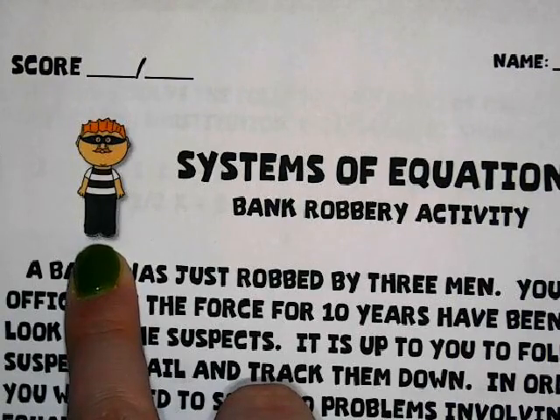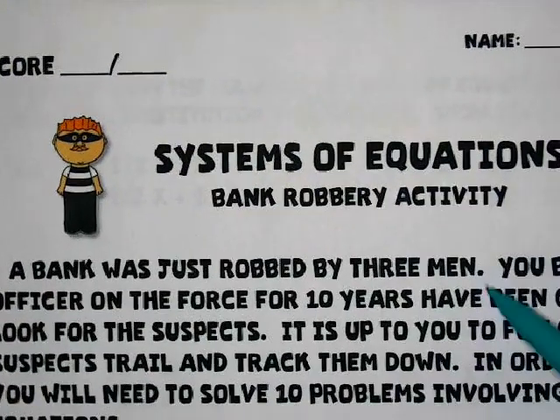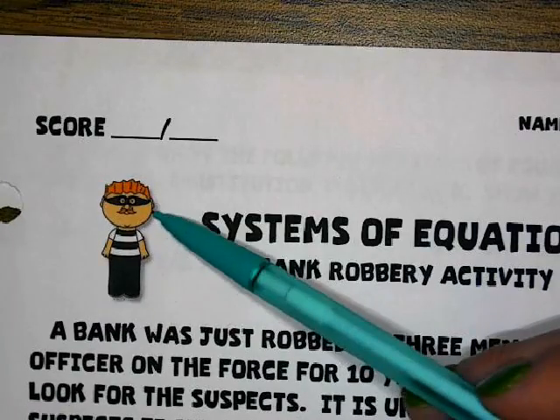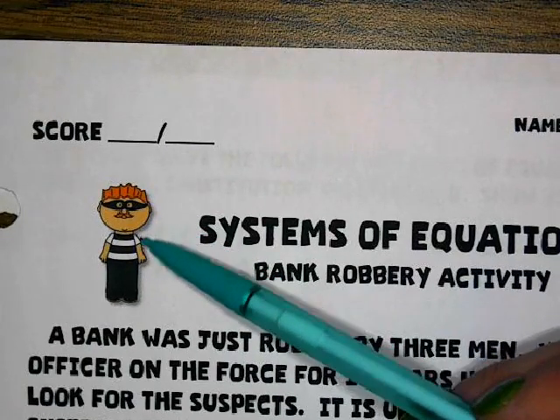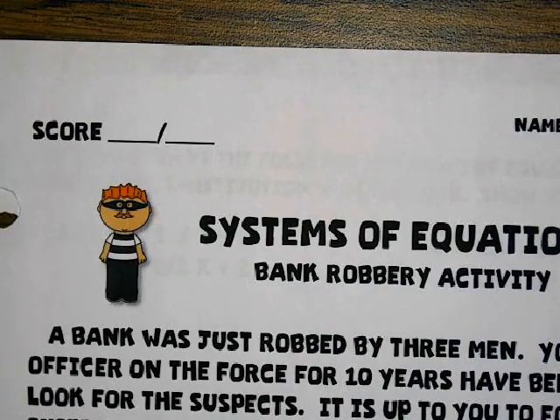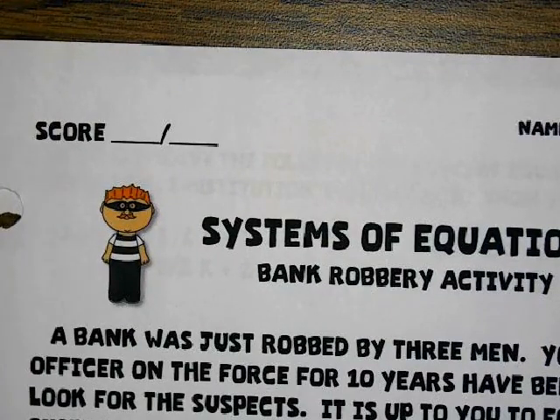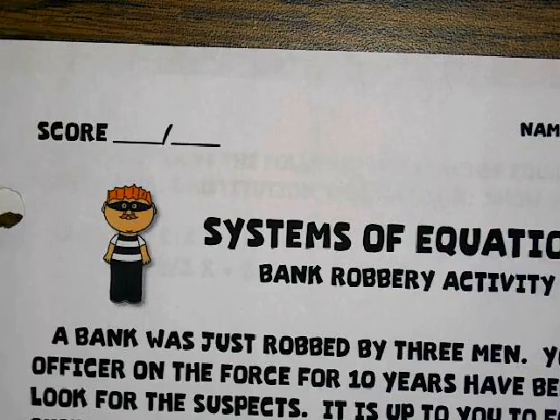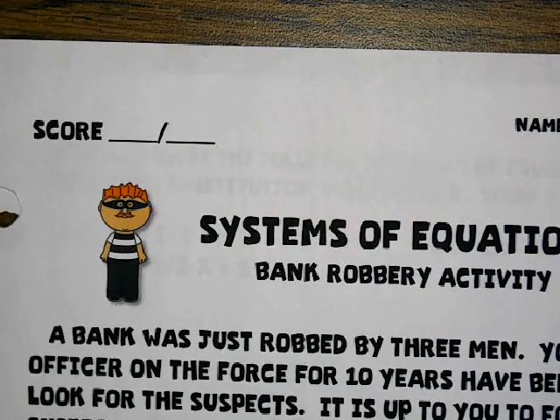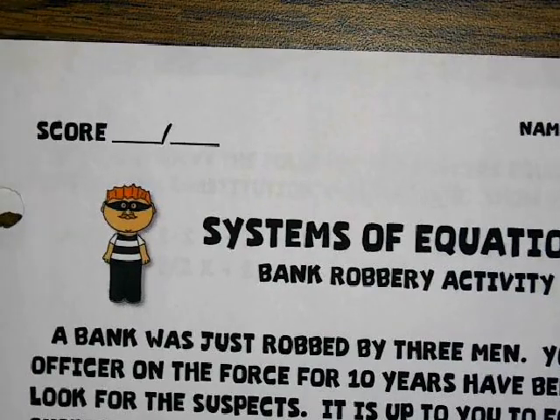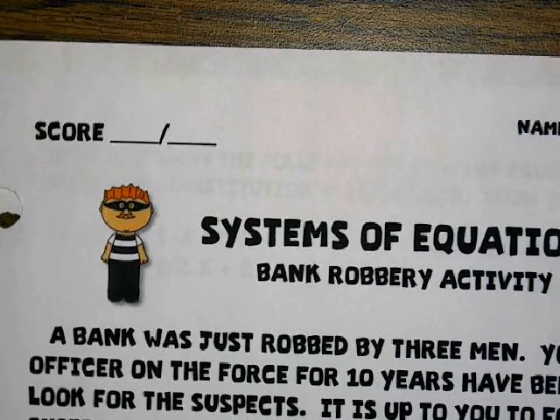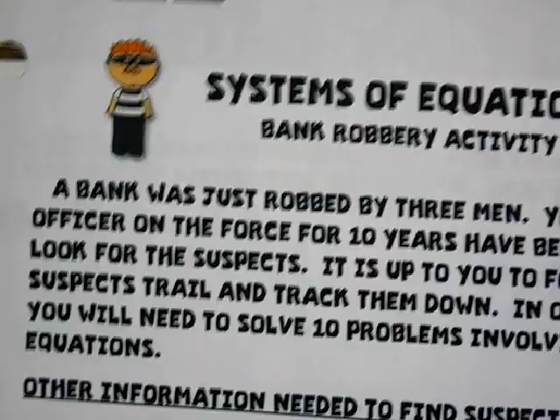All right. A bank was just robbed by 3 men. All 3 men look like this. Exactly like this. No? Okay. You are a police officer on the force for 10 years. You've been called in to look for suspects. It is up to you to follow the suspect's trail and track them down. In order to do this, you will need to solve 10 problems involving systems of equations.